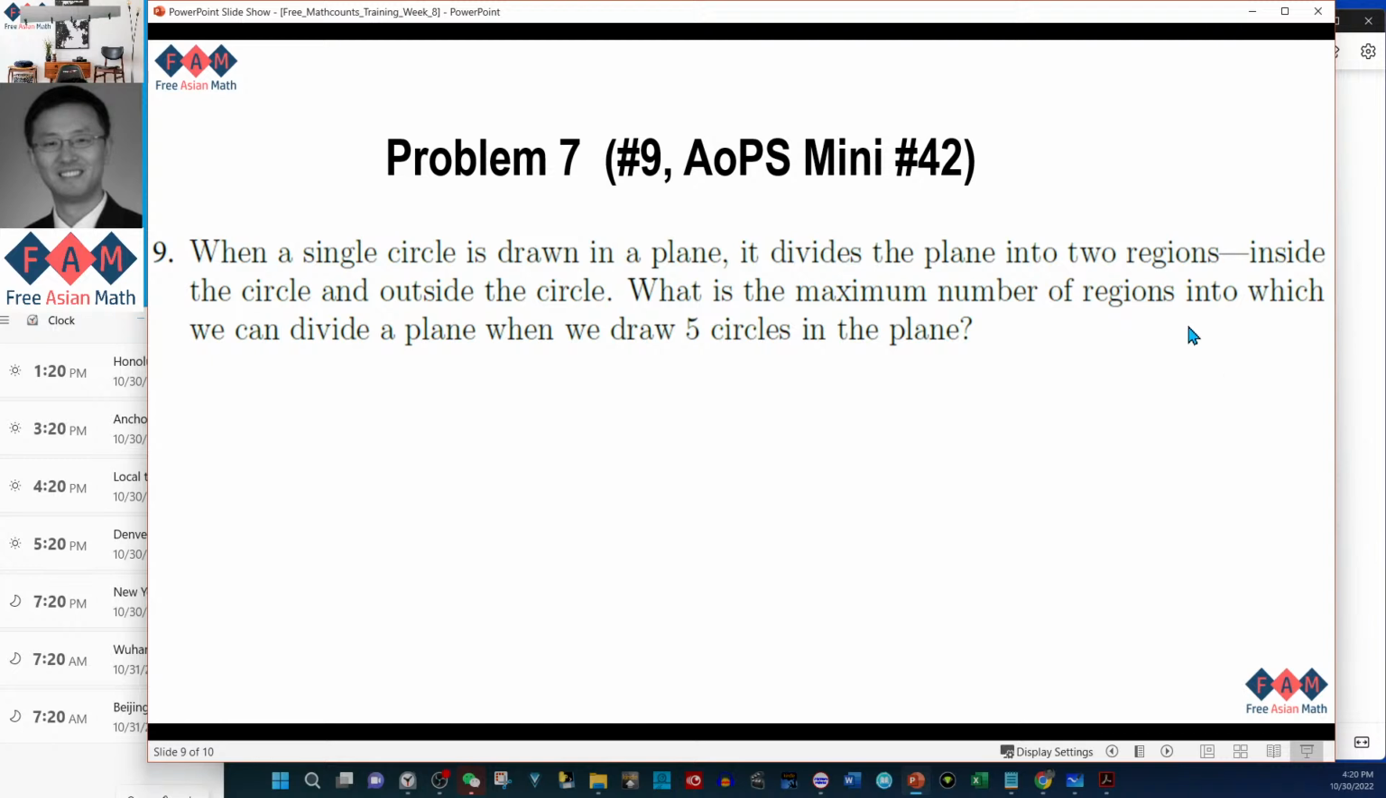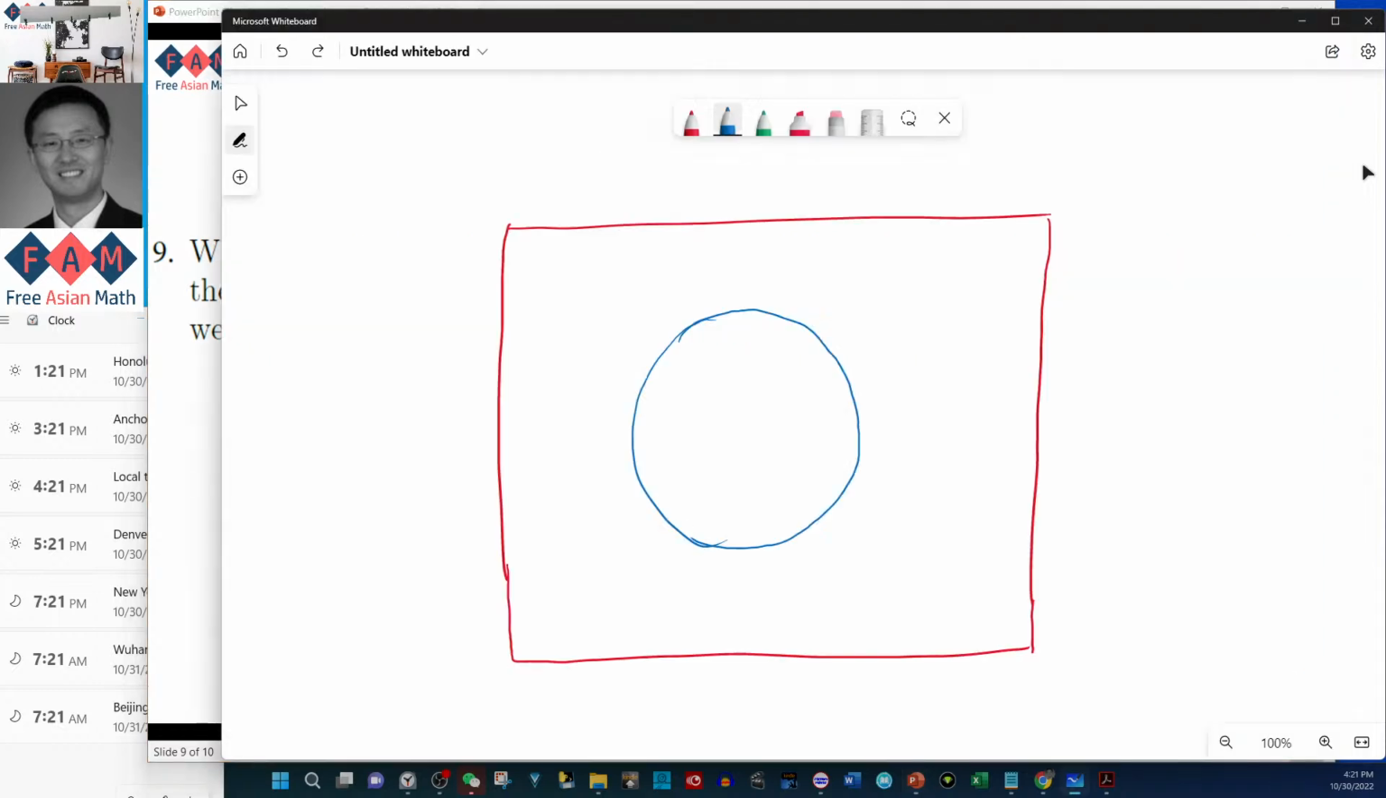So what is the max number of regions into which you can divide the plane when you have 5 circles in the plane? This is difficult because once you have 5 circles, your drawing will become very messy. But we need to first understand what we are trying to do. We are trying to find the maximum, meaning that you want to draw those 5 circles in a way that you create as many additional regions as possible.